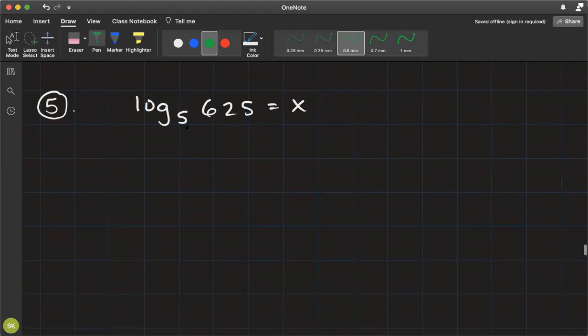All right, we have log base 5 of 625 is x. This problem I think is similar to the first problem. So pause the video, try the problem, and see if you can get the right answer.